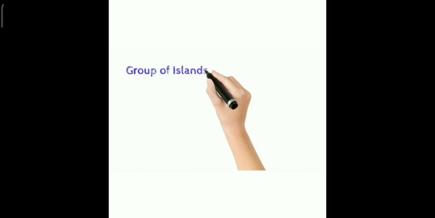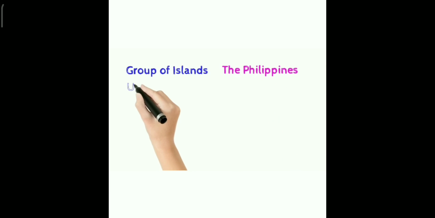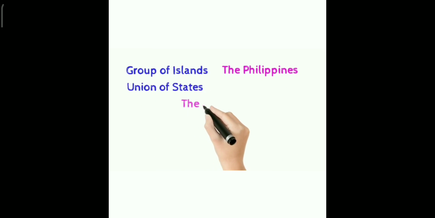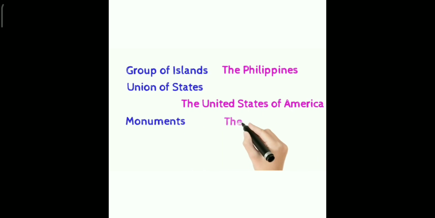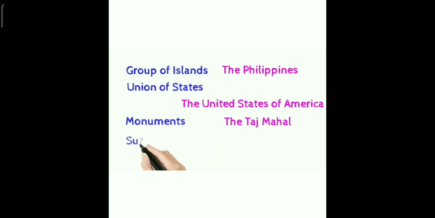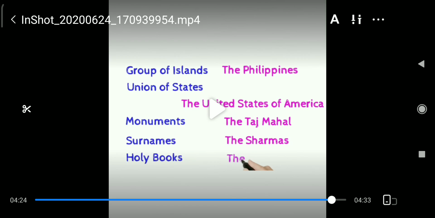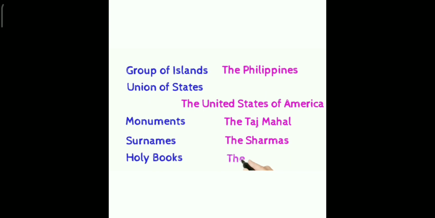Let us understand more usage of the. Group of islands. If we are not talking about a single island, if we are talking about a group of islands, then we use the Philippines. Union of states, like the United States of America, the United Kingdom. Monuments like the Taj Mahal, the Qutub Minar. If we are talking about surnames, the Sharmas, the Goels.